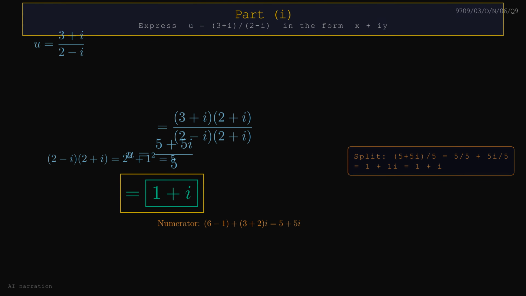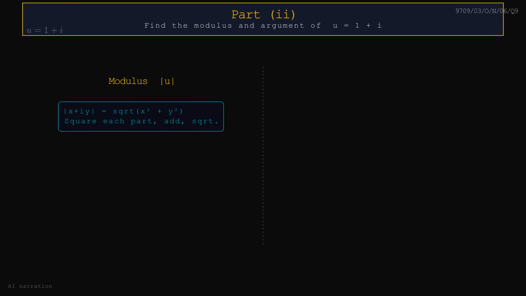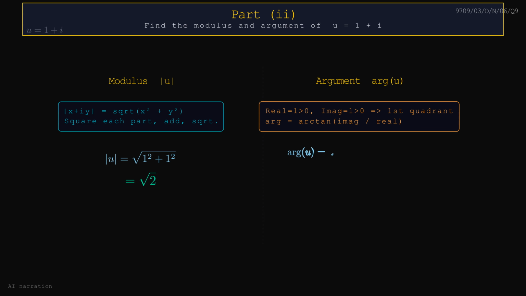Next, Part 2, modulus and argument. Find the modulus and argument of u equals 1 + i. Modulus: the square root of 1 squared plus 1 squared equals root 2. Argument: both parts are positive, so it is in the first quadrant. Arctan of 1 over 1 equals pi over 4. Summary: modulus root 2, argument pi over 4.